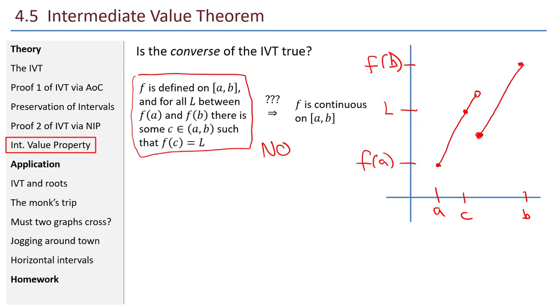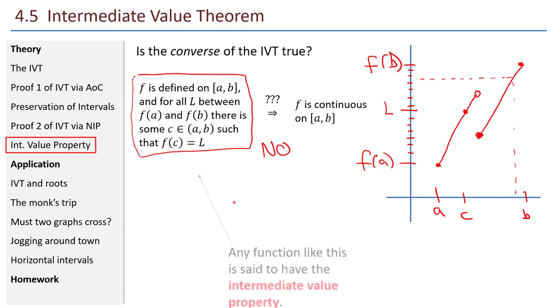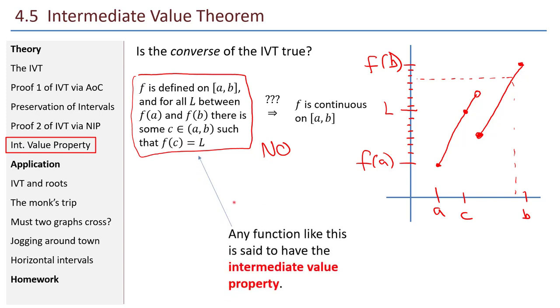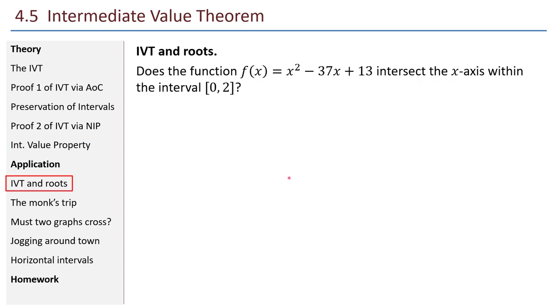But we can see in this picture that any value I pick between f of a and f of b will have some corresponding, maybe even two different values of c, such that f of c equals L. For what it's worth, any function like this that does have this property is said to have the intermediate value property. All right, let's move on to some applications.